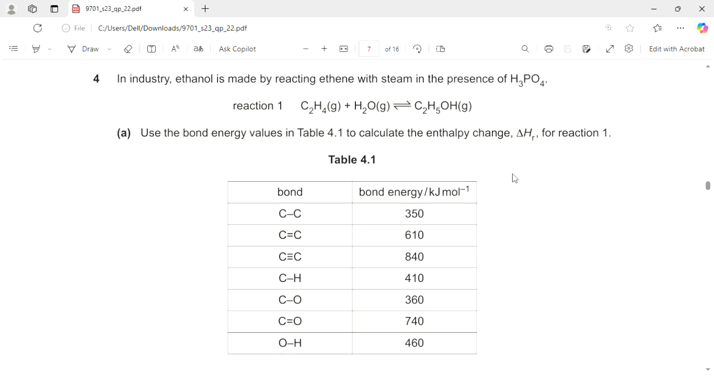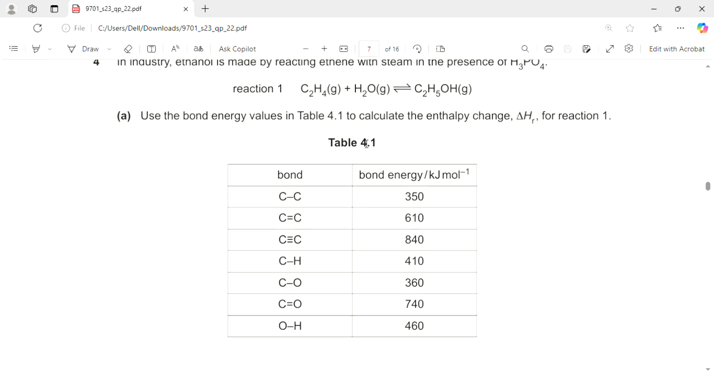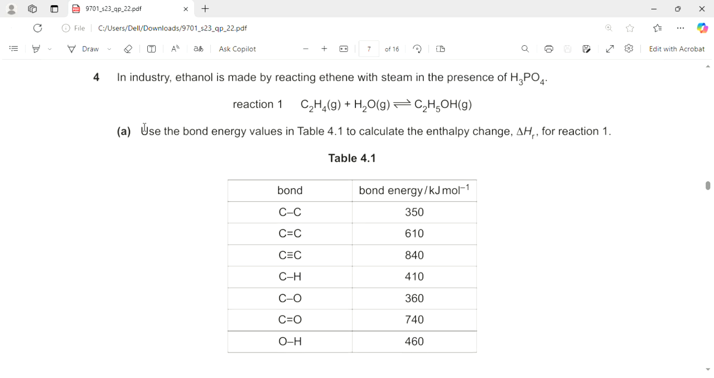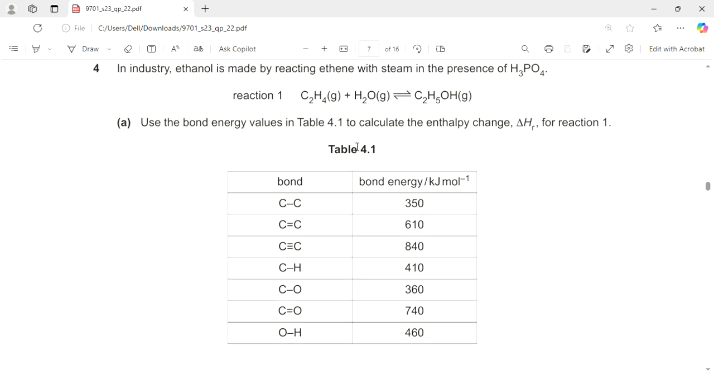So the first question is: in industry, ethanol is made by reacting ethene with steam in the presence of H3PO4, which is phosphoric acid. Okay, reaction 1 is the ethanol made by ethene with steam. Part A says use the bond energy values in table 4.1 to calculate the enthalpy change of reaction 1.